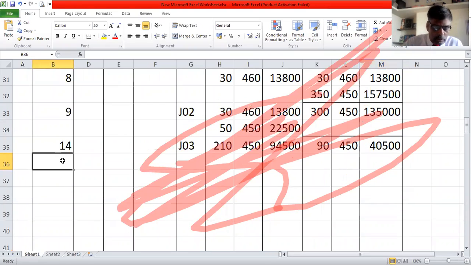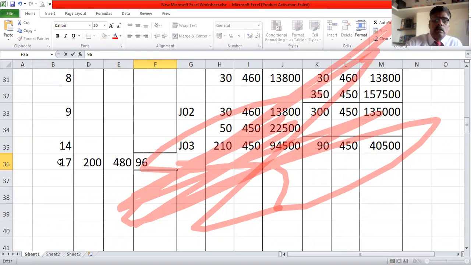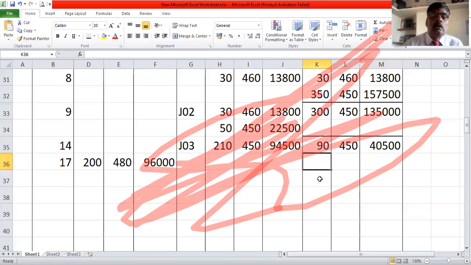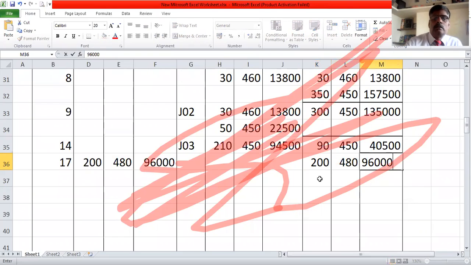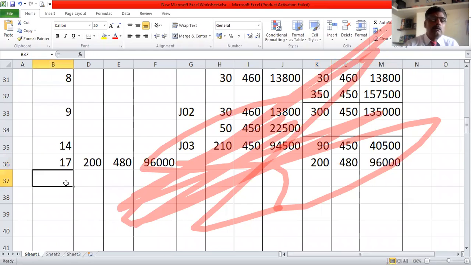Then come to the 17th, purchase is there. On 17th take the date 17, purchase is 200 at the rate of 480. Multiply these two, I think it is 96,000. Okay. You take in the balance column 200 at the rate of 480, 96,000.